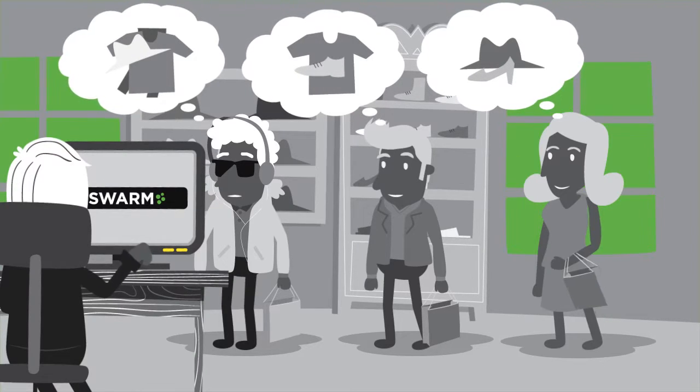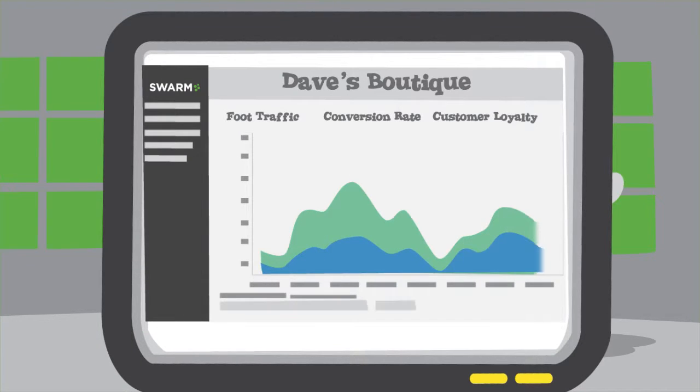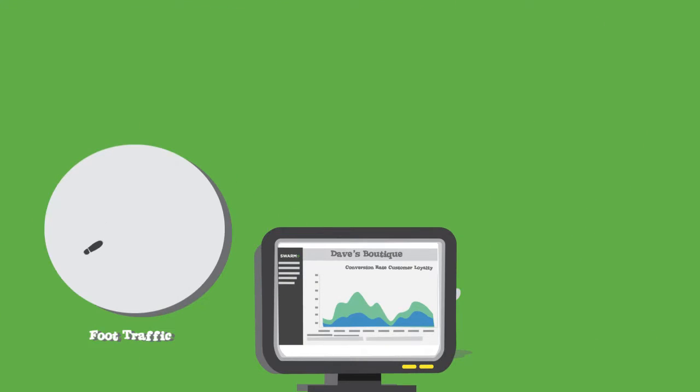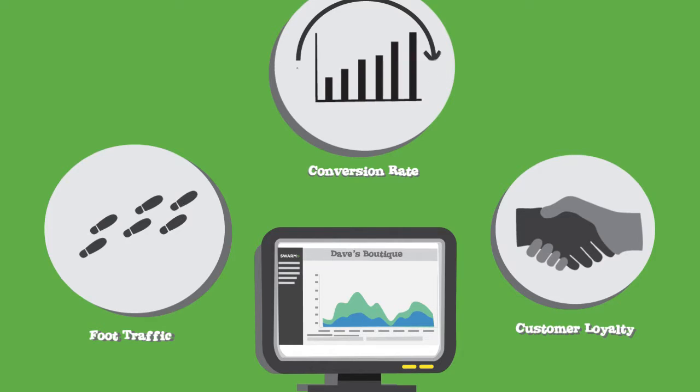In comes Swarm to the rescue. Swarm provides brick-and-mortar retailers with real-time analytics and shopper marketing tools to measure and increase foot traffic, conversion rate, customer loyalty, and much more. Here's how it works.